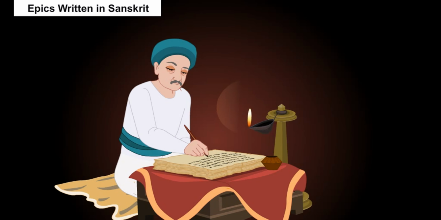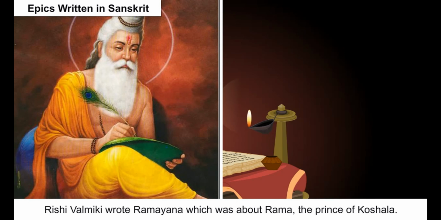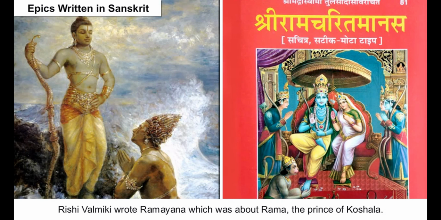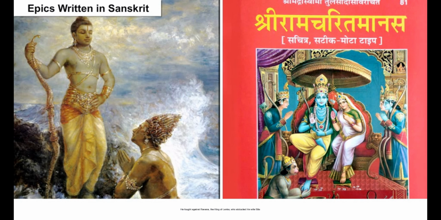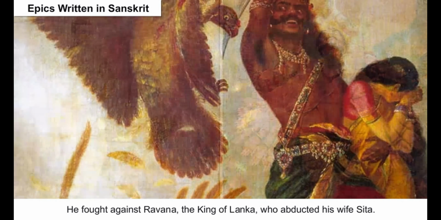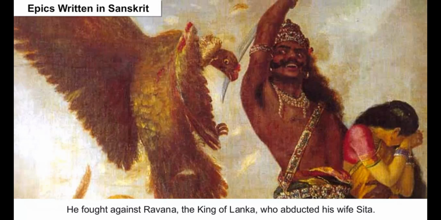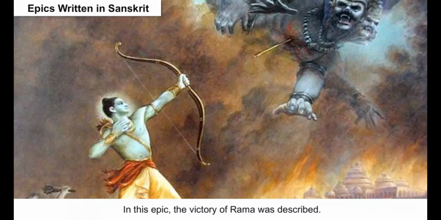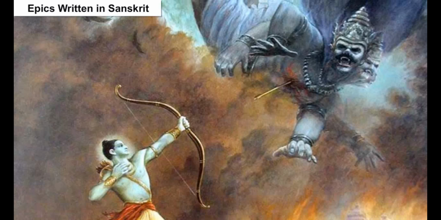Epics written in Sanskrit. Rishi Valmiki wrote Ramayana, which was about Rama, the prince of Kosala. He fought against Ravana, the king of Lanka, who abducted his wife Sita. In this epic, the victory of Rama was described.